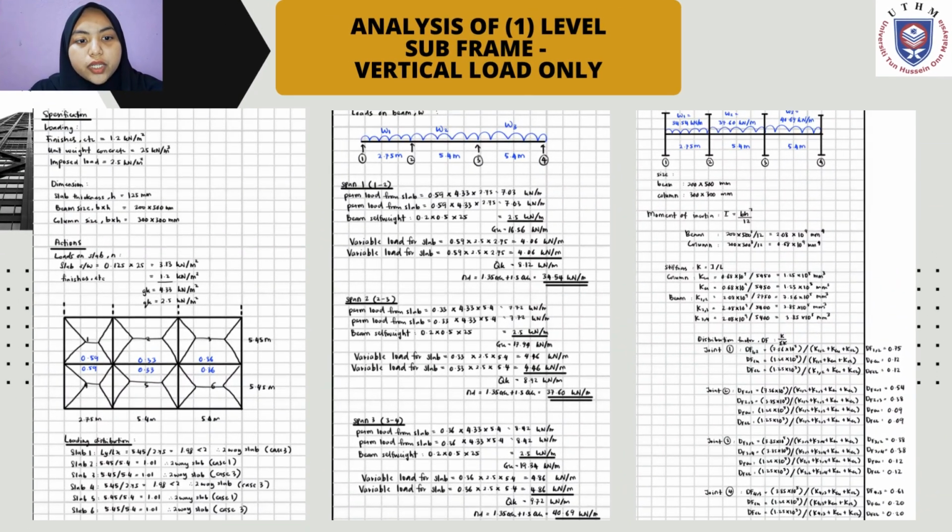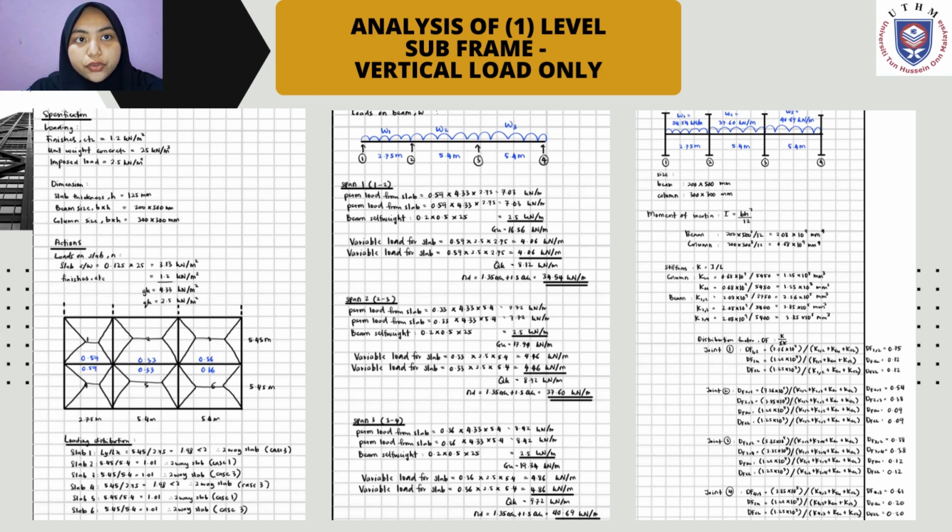Next, we proceed the calculation with the one level subframe calculation, which is to calculate the vertical load only. So the selected location is C1 until 4. The specification that we will use in this calculation is the loading, which is finishes 1.2, unit weight concrete 25, imposed load 2.5, and the dimension of slab thickness 125 mm.